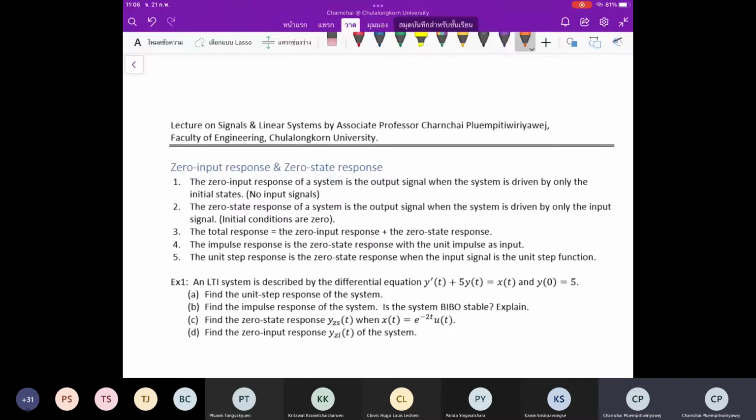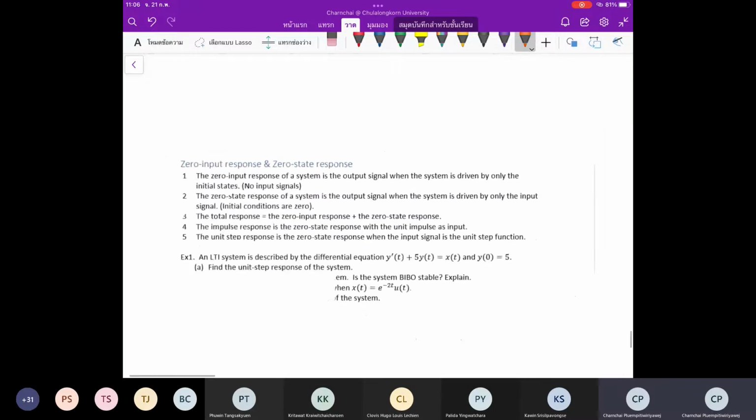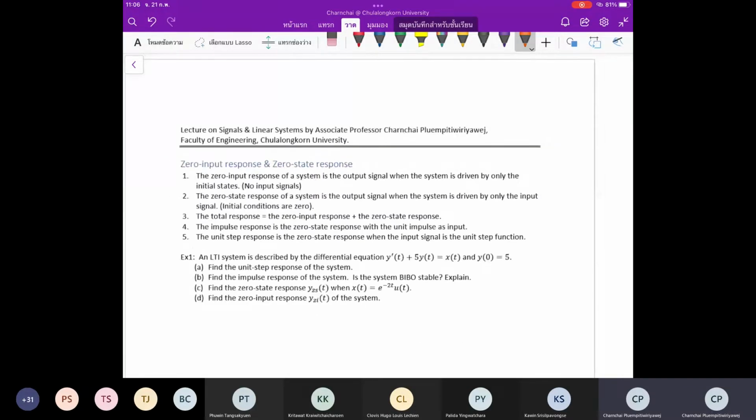The zero input response of the system is the output signal when the system is driven by only the initial states. That means the input signal is zero, no input signals, so x(t) becomes zero. The zero state response means the output of the system when it is driven only by the input. That means all the initial conditions are zero.